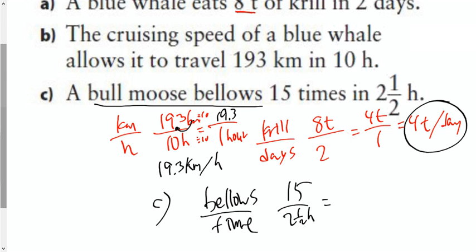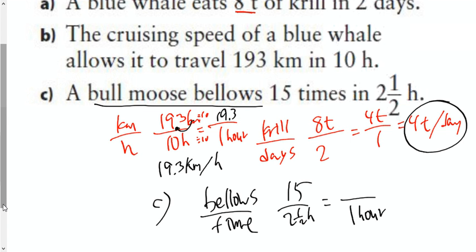Now, there are two ways we can go with this. We might want to know how many times it bellows per hour. We might want to know how many times it bellows per minute. Or we might want to know how many times it bellows per day, right? On average. Now, the only problem with bellowing per day, what would be the problem with that? The assumption would be that the moose is not sleeping, right? He's just spending all of its time bellowing for no particular reason. So we're going to go per hour.